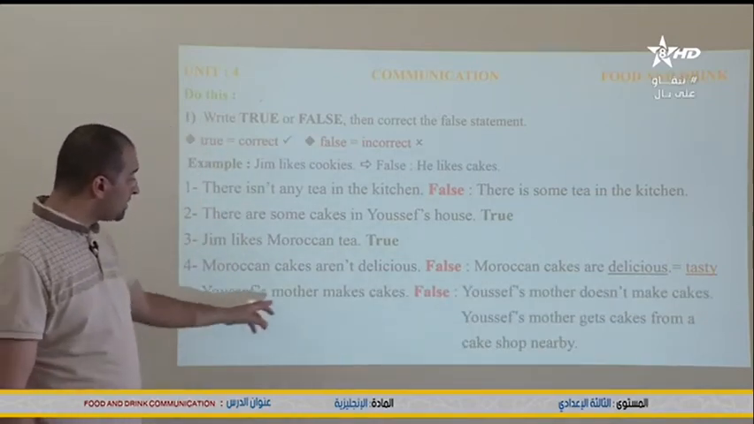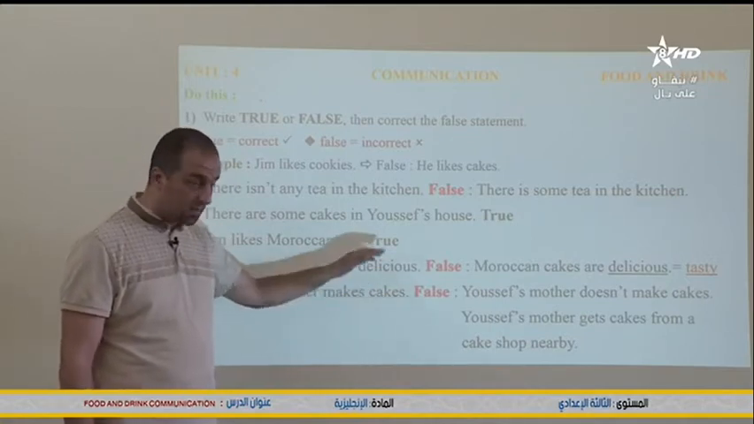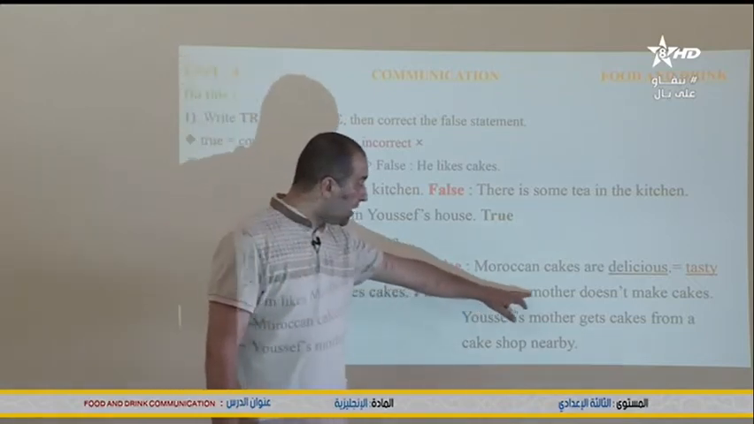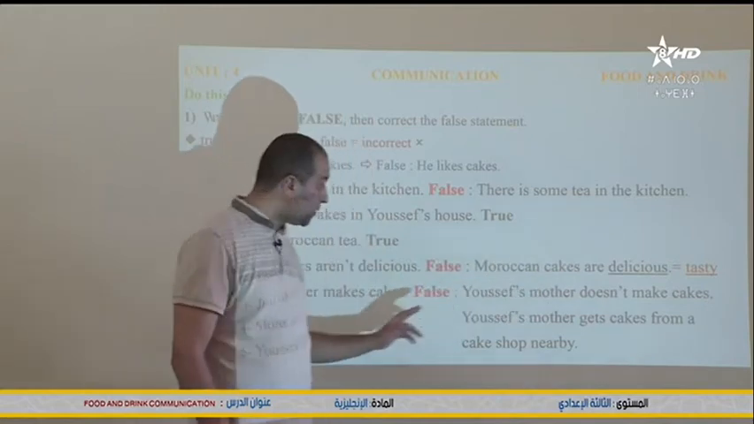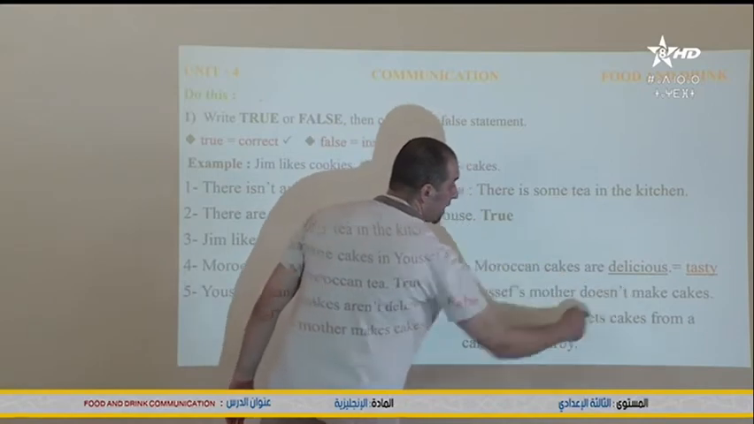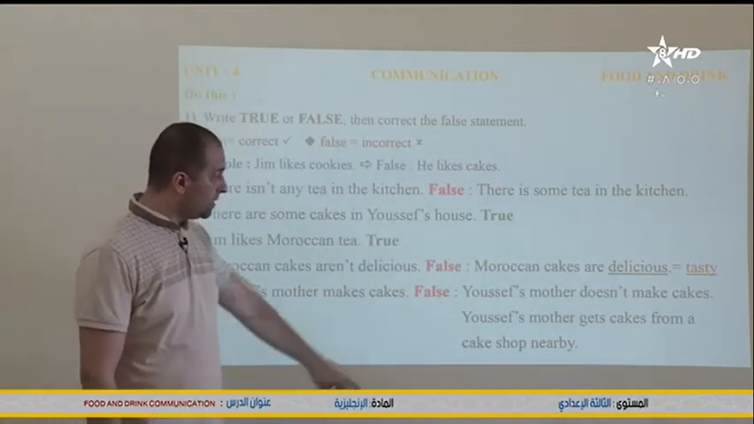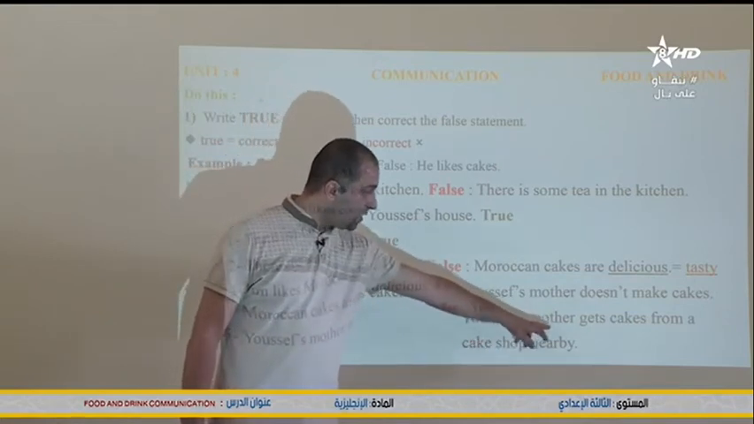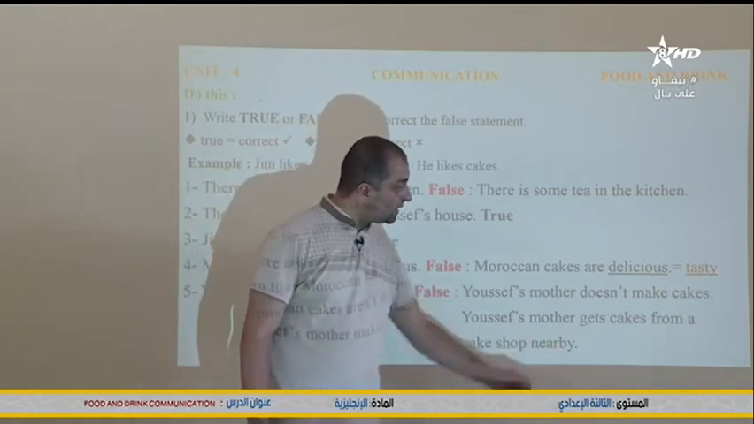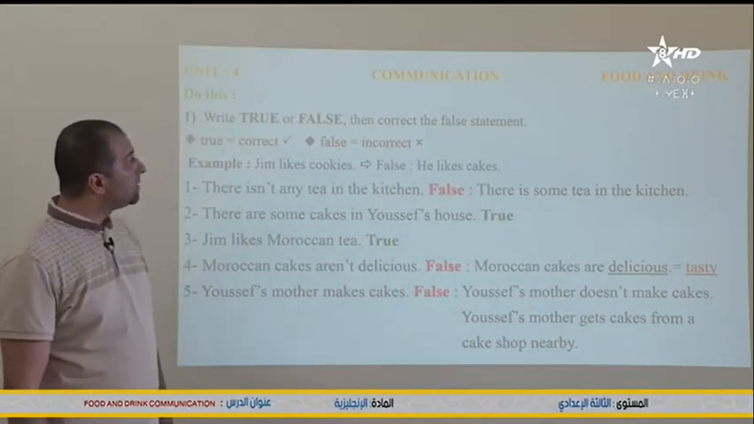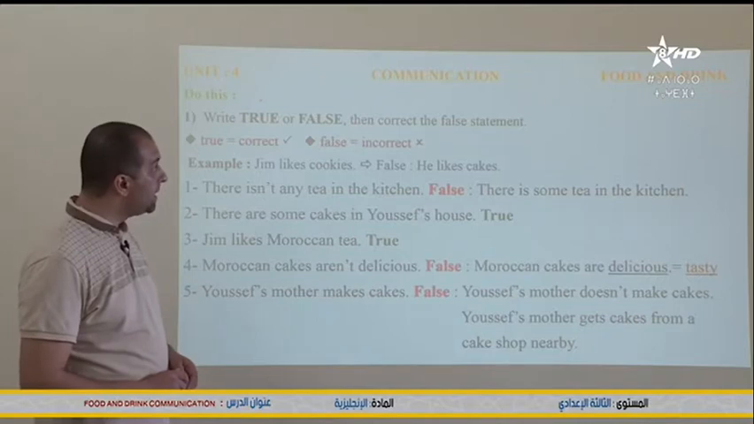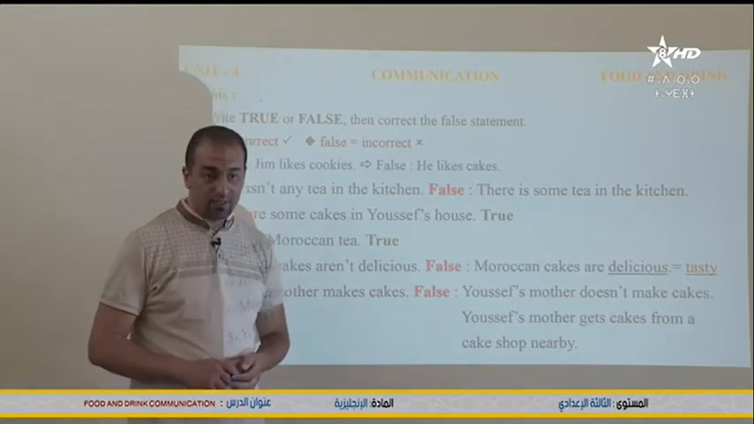5. Yusuf's mother makes cakes. So that's in the last dialogue, number 3. It's false. Yusuf's mother doesn't make cakes. So here, from the affirmative form, makes, we change it into the negative, doesn't make. Or another possibility, we can say Yusuf's mother gets cakes from a cake shop nearby. Now make sure that you don't have any spelling mistakes. So then we can move to the next exercise.